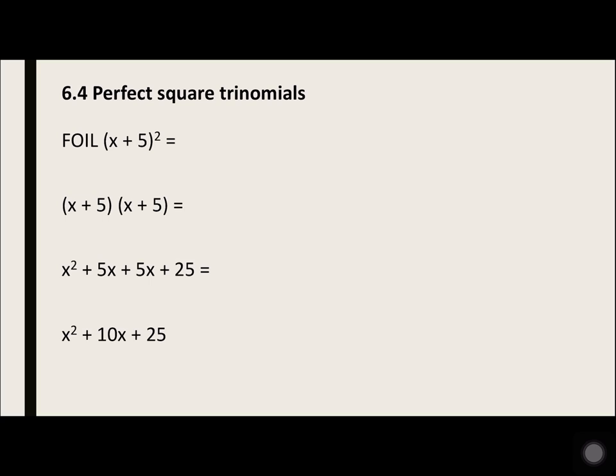4 perfect square trinomials. Let's FOIL some problems and look at the answers. FOIL x plus 5 squared. That means x plus 5 times x plus 5. First, x times x, x squared. Outside, x times 5, 5x. Inside, 5 times x, 5x. Last, 5 times 5, 25. The 5x plus 5x adds up to 10x.